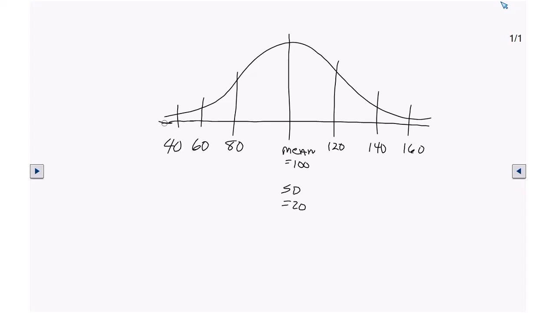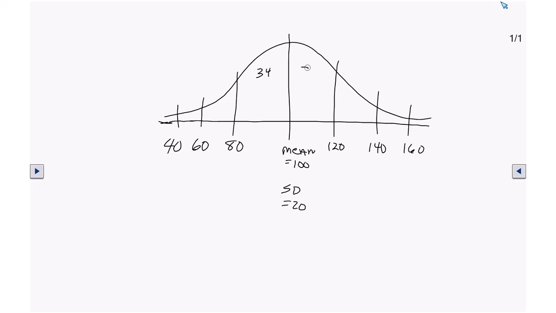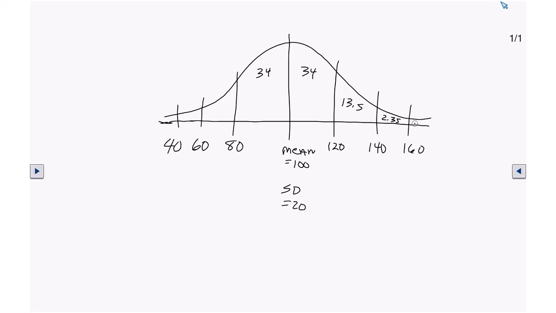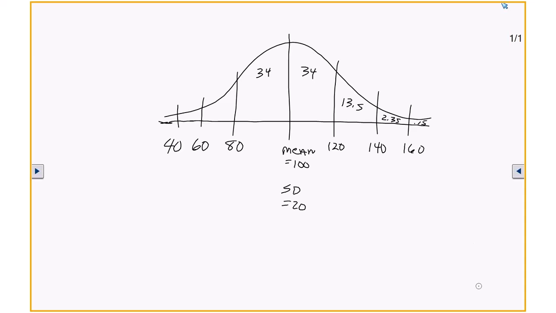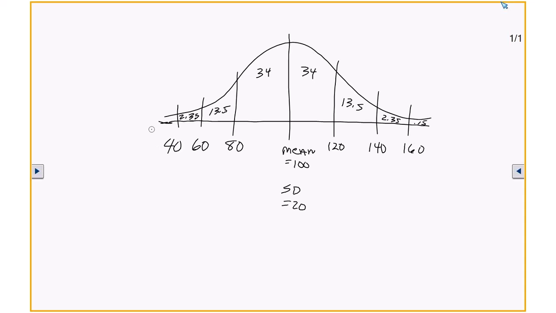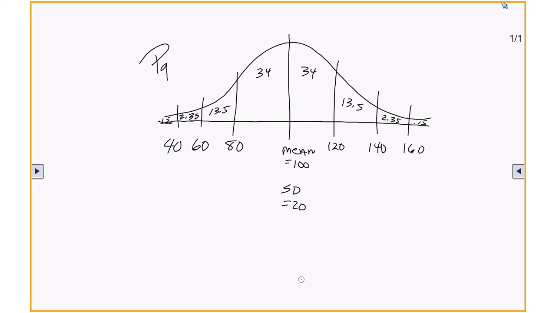All right. The empirical rule also says 34%, 34%, 13.5%, 2.35%, and 0.15%. And 13.5%, 2.35%, and 0.15%. And what page did I tell you this was on? Was it 132?